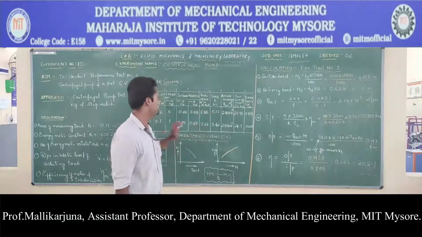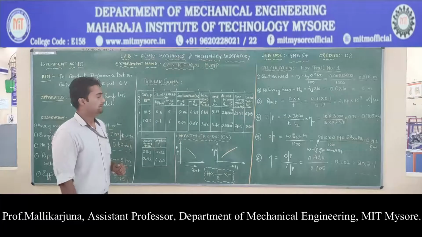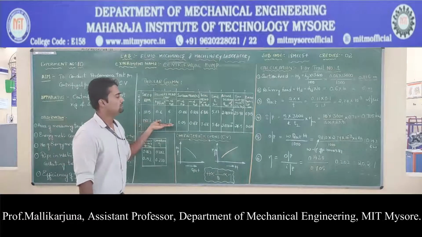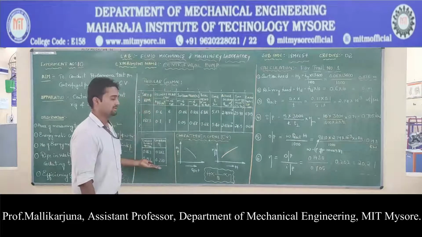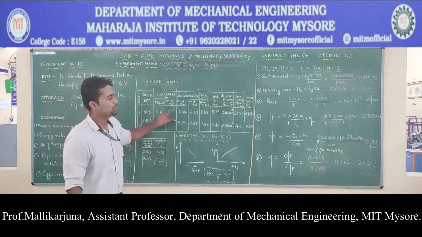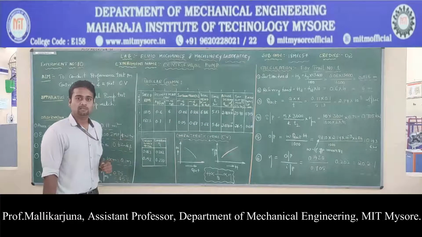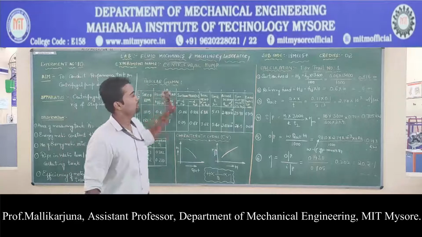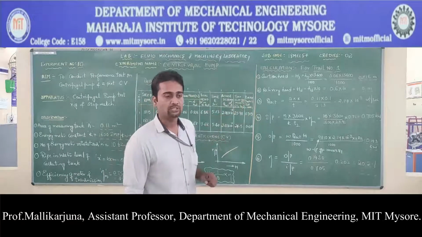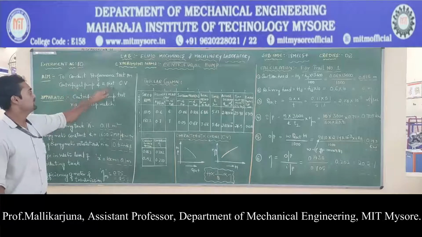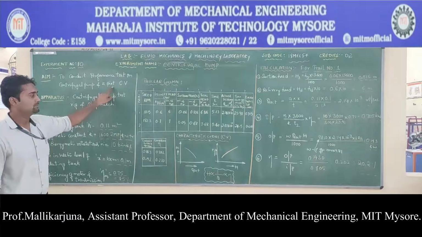That is what we have made in the form of a tabular column. Now if I repeat the experiment for the next trial, these are the values for the next trial. So we have done 2 trials over here and we have all the calculations for both the trials. This is regarding the tabular column as well as the calculation. And in the end we have the performance test as well as plotting the characteristic curves.